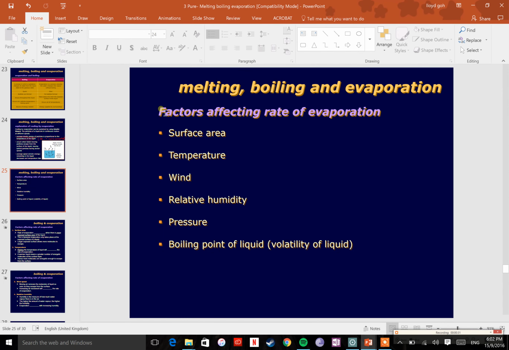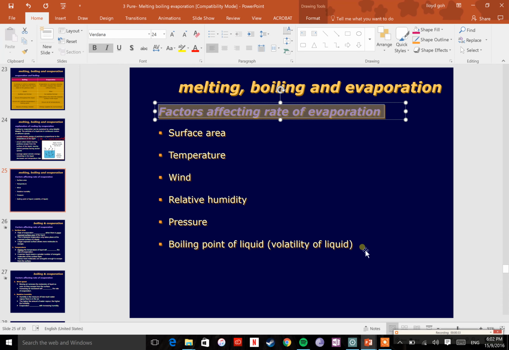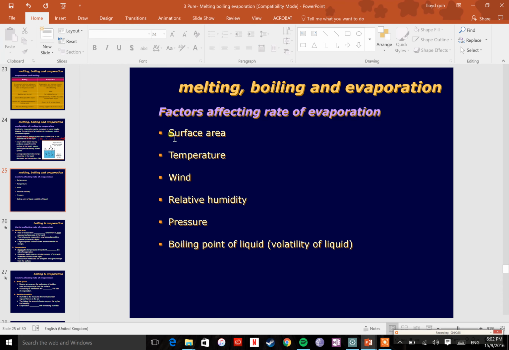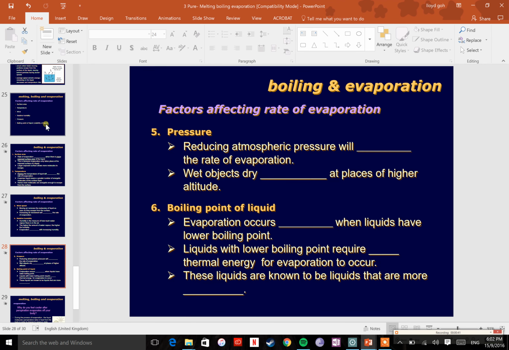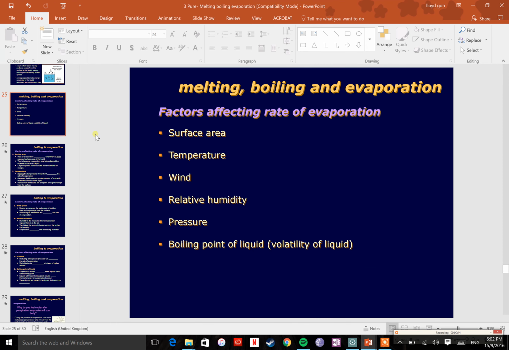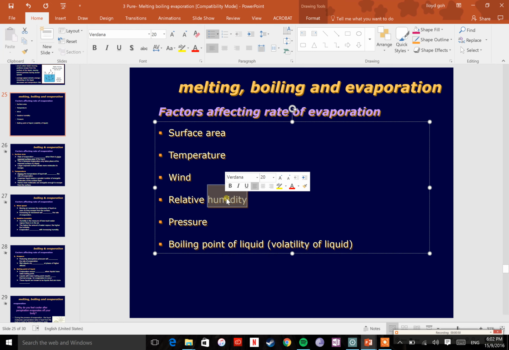Now, I don't think you have this column in your notes at all called factors affecting evaporation. So can you all write this down at the last page? Please write it down, leaving enough space because I have a few slides for you to copy. The factors affecting evaporation are surface area, temperature, wind, humidity, pressure, boiling point. Humidity, as you should know by now, is the amount of water vapor in the air.